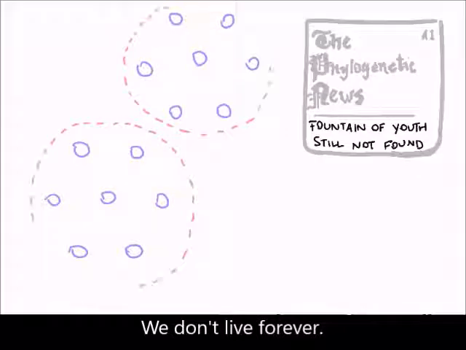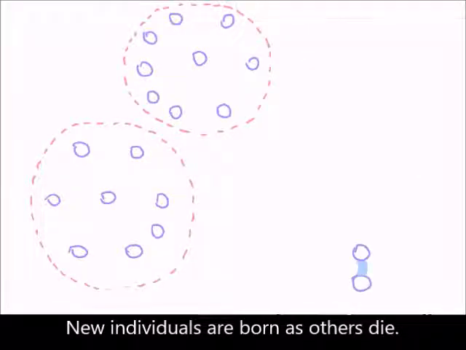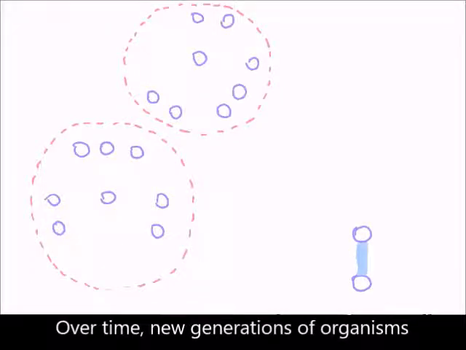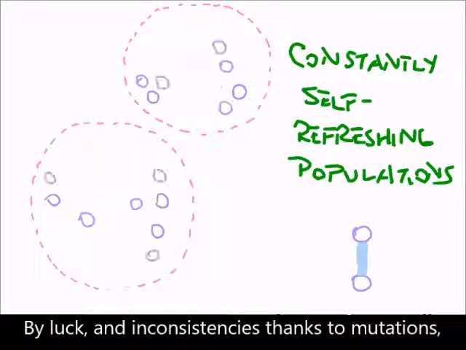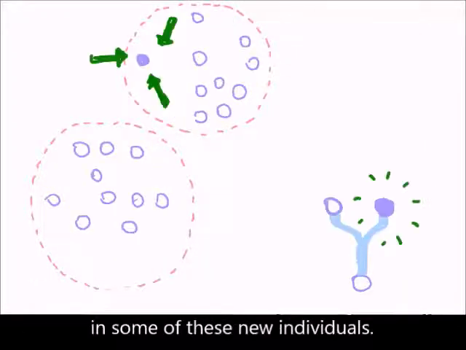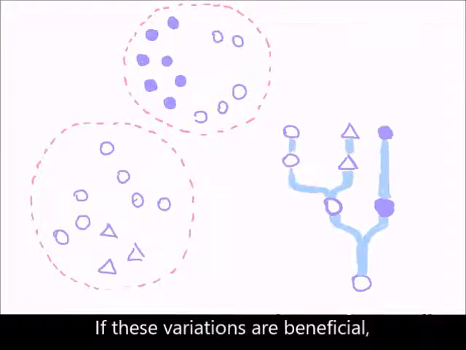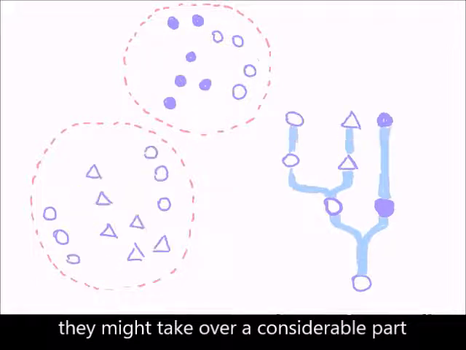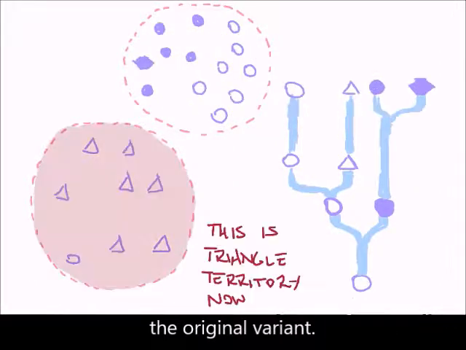We don't live forever. New individuals are born as others die. Over time, new generations of organisms replace old ones. By luck, and inconsistencies thanks to mutations, new variations might arise in some of these new individuals. If these variations are beneficial, they might take over a considerable part of the population, even outcompeting the original variant.